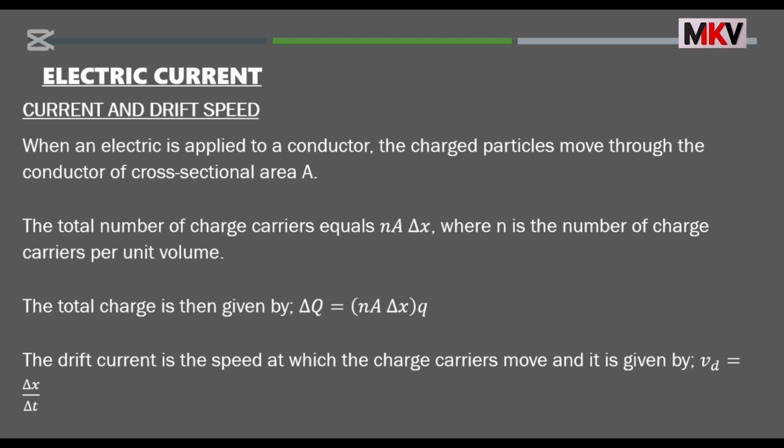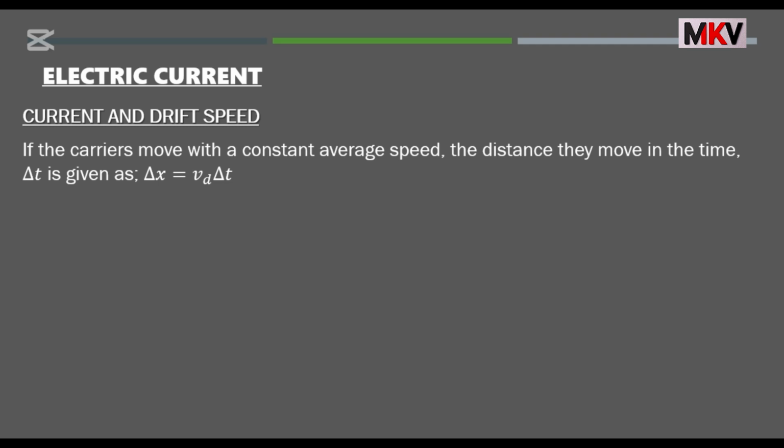Now, if the charge carriers are moving with a constant average speed, the distance they move in time is given as change in x equals Vd times change in t. Here, we are just making change in t the subject of the previous equation we just saw. Therefore, our total charge of the conductor becomes N times A times Vd times change in t times Q.